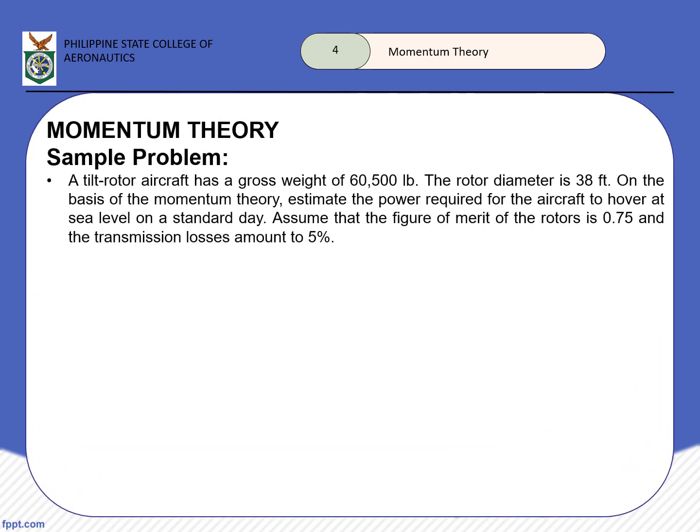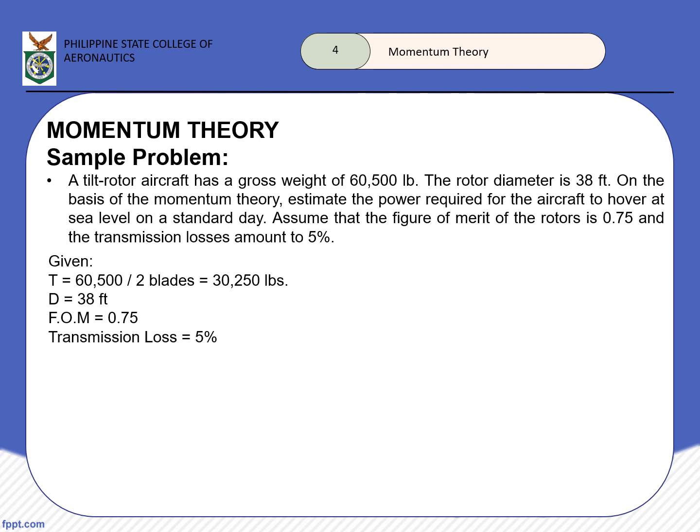Sample problem. A tilt-rotor aircraft has a gross weight of 60,500 pounds. The rotor diameter is 38 feet. On the basis of momentum theory, estimate the power required for the aircraft to hover at sea level on a standard day. Assume that the figure of merit of the rotor is 0.75 and the transmission losses amount to 5%. As engineering practice, let's state our givens.